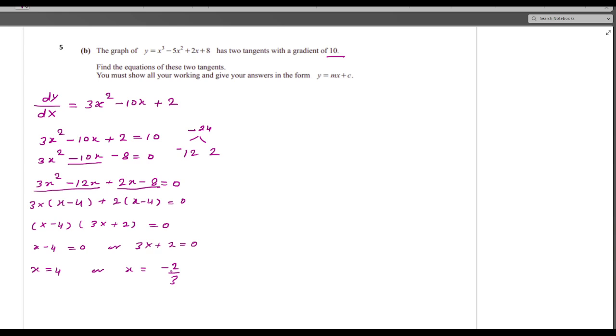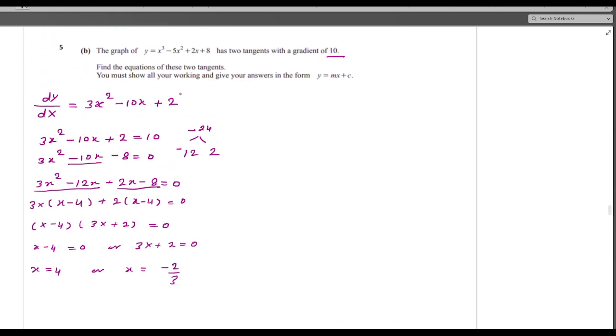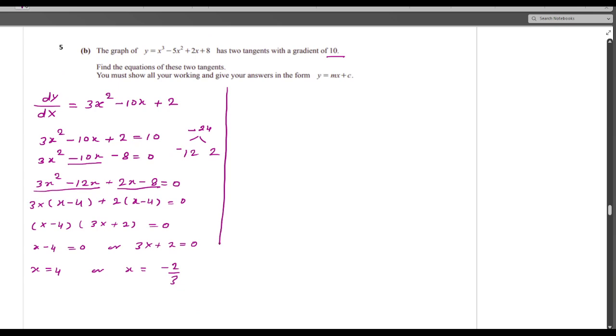Now I have to find the equation of tangent. For the equation of tangent, let me first find out the point where these two tangents are. So for x equal to 4, I will find out what y is. Now you will put 4 in place of x. So 4 cube, just a minute.